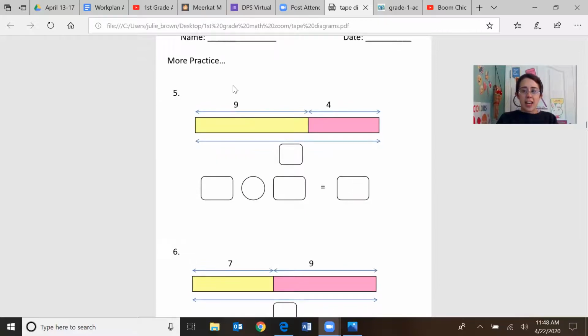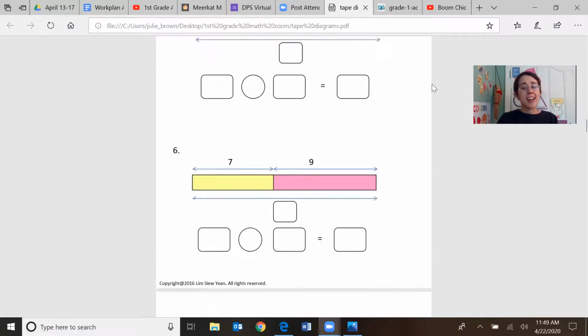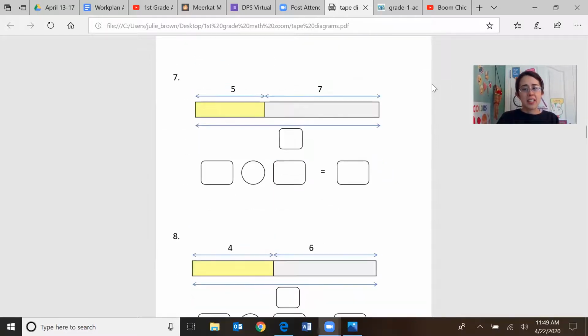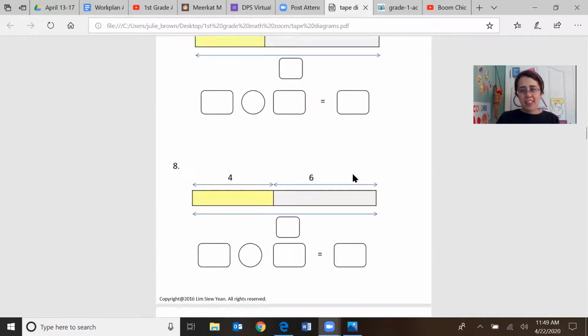What about number 5? 9 and 4. Which one of those numbers is the bigger? Is 9 the bigger part or 4? 9. 9 and 4 are next to each other. We are adding them together. They will equal the whole of 13. 13 is the same as 9 and 4. And I'll let you do number 6 on your own using the counting on strategy. Number 7 and 8, you got this.